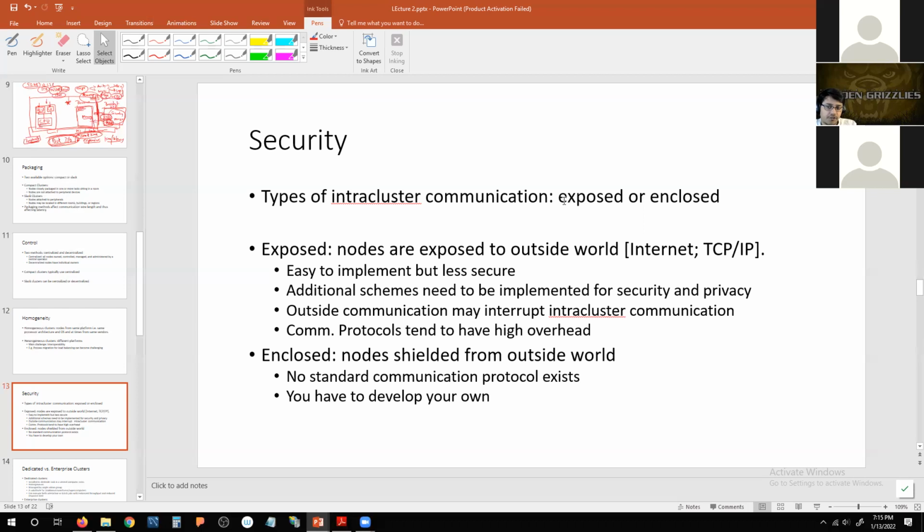In opposition to exposed communication protocols, you have the enclosed communication protocol. Now, the problem is there is no standardized enclosed communication protocol for intra-cluster communication. That is one of the major challenges with enclosed, and that is why people like to just use exposed, because the infrastructure already exists for it. So if you want to use an enclosed communication protocol, you have to develop your own communication protocol that is specific to your own architecture and deployment. So that is what you have to keep in mind.